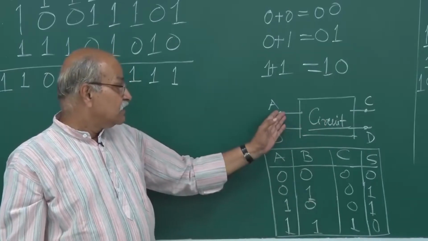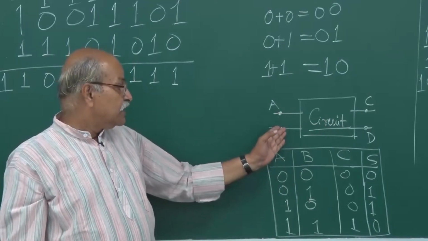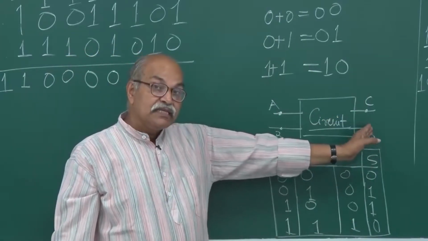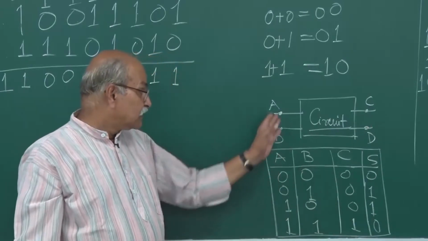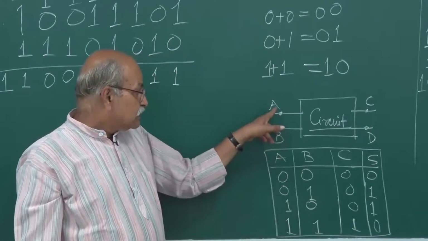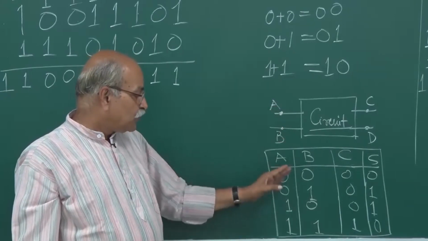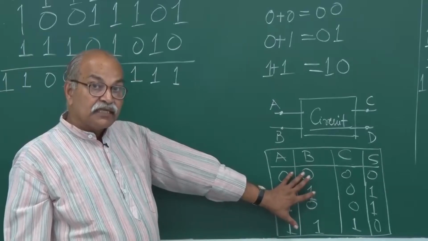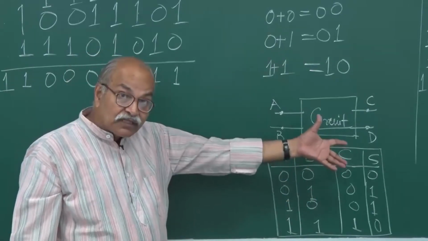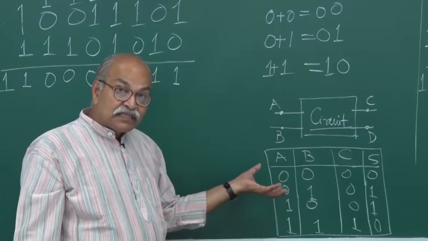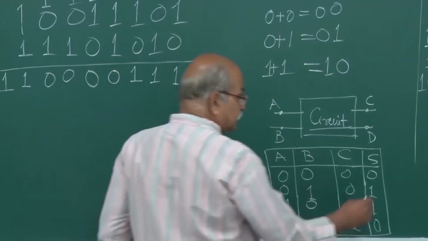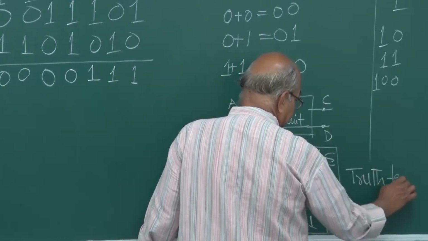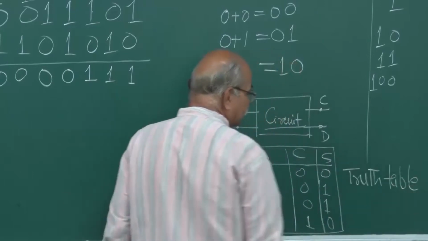If I take this A as 1 and B as 1, I must get the output C carry as 1 and the output D as 0. And similarly for all combinations. Since there are only 2 inputs, I have 4 combinations. So when you exhaust all the combinations of input and tell what should be the output corresponding to these inputs, that table is known as truth table.